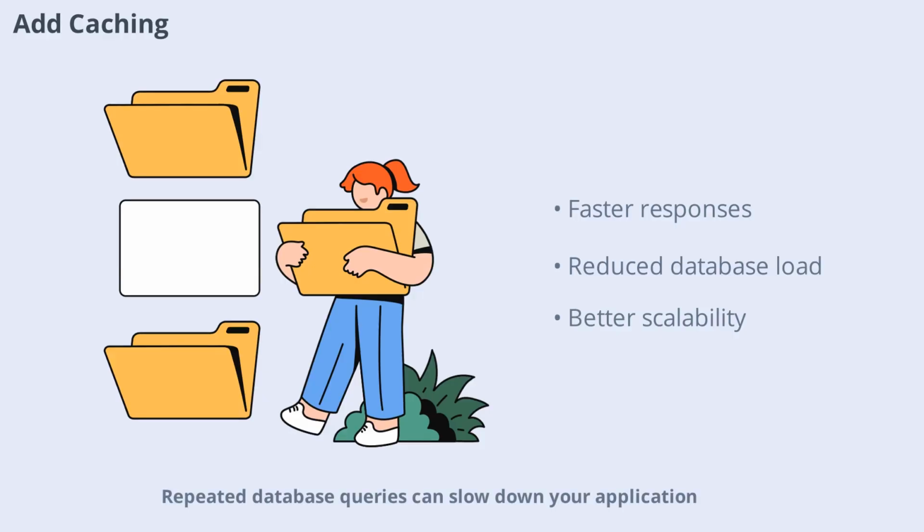Repeated database queries can slow down your application. Caching stores frequently accessed data, reducing unnecessary database calls and speeding up response times. Use annotations like @Cacheable to enable caching for methods that fetch data often. This pattern is key for scaling your application and improving user experience.